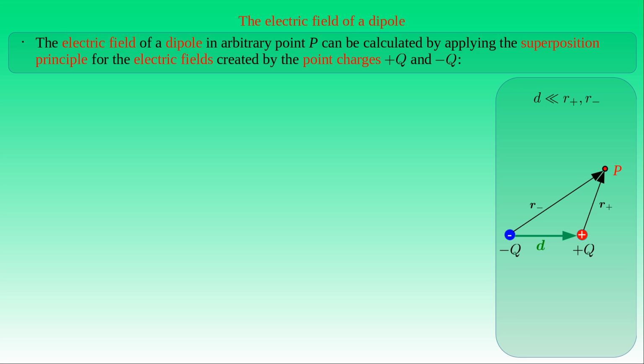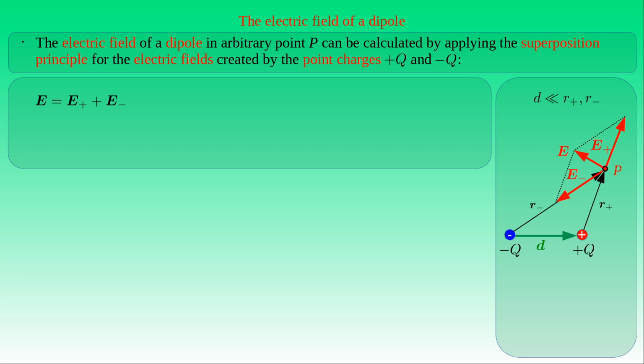That is, the length of the vector d is much smaller than the lengths of the vectors r sub plus and r sub minus. If we apply the principle of superposition for the electric fields E sub plus and E sub minus created by the point charges plus q and minus q, we can write that the electric field E around the dipole is equal to the vector sum of E sub plus and E sub minus. Now we substitute the result obtained for a single point charge into this equation, which gives 1 over 4 pi times epsilon naught, times the ratio of the charge q to the square of the length of the vector r sub plus, times the vector r sub plus divided by its length, minus 1 over 4 pi times epsilon naught, times the ratio of the charge q to the square of the length of the vector r sub minus, times the vector r sub minus divided by its length.